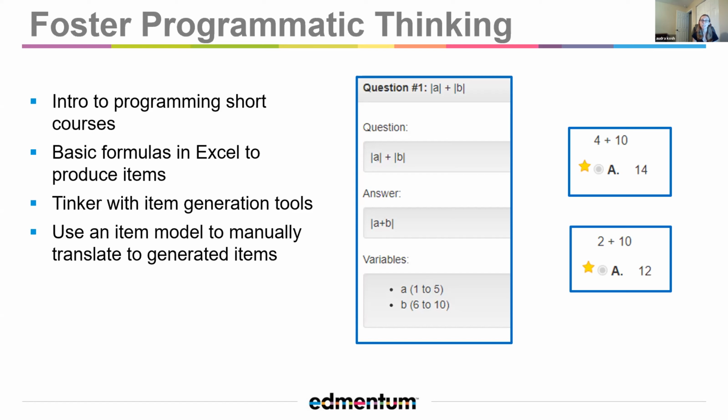It's also helpful to try doing some of this manually. So looking at an item model and then manually practicing what the generated items would look like. This helps people understand what it takes in terms of how specific the item model has to be to get to a generated item.